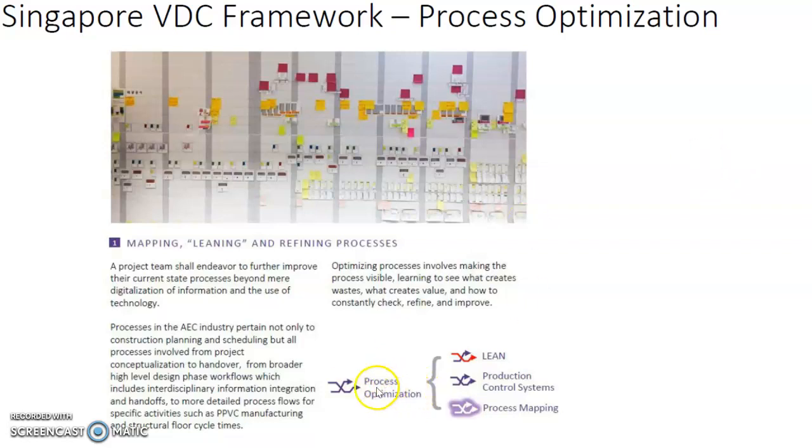So under this process optimization, there are three sub-areas that we are going to look into. We are going to look into this system called Lean, which is a very well-known system in the manufacturing industry, Lean manufacturing. We are going to look into these production control systems. There are different production control systems that we can apply for our VDC project. And also we are going to look into the process mapping.